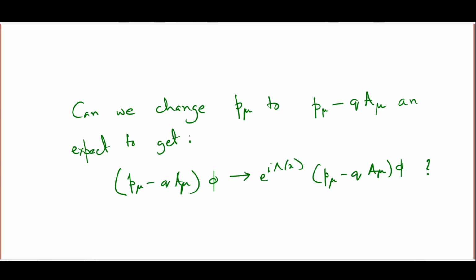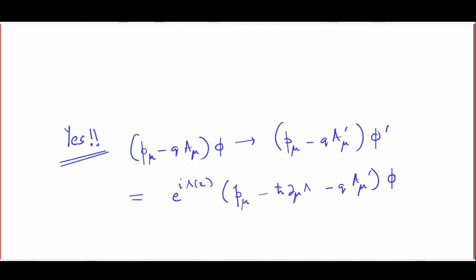Now the question is, if we change p mu to p mu minus q a mu, do we expect local gauge transformations or local phase transformations to actually give you a symmetry? That is, do we expect that when you replace phi by e to the i lambda x times phi, the factor p mu minus q a mu acting on phi will change by picking up just an extra phase factor of e to the i lambda x? Well, the answer to that is yes, but what you have to do is something slightly more than just replace phi by e to the i lambda x times phi, because note that when you carry out this transformation, p mu minus q a mu phi becomes p mu minus q a prime mu phi prime.